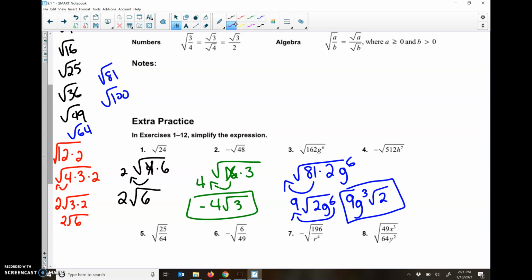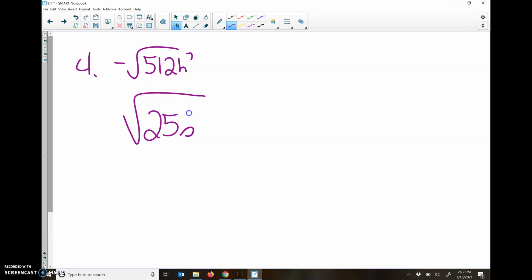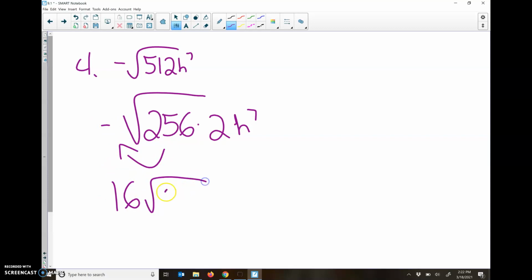All right, let's look at number 4. Do it on another page because I'm running out of room here. So -512 h to the 7th. Okay. Again, if we kept going with that chart on that last page, we would figure out that 512 is the same as 256 times 2. And we know the square root of 256 is 16. So I'm going to bring a 16 to the outside. I don't know the square root of 2, so I'm going to leave it as that.